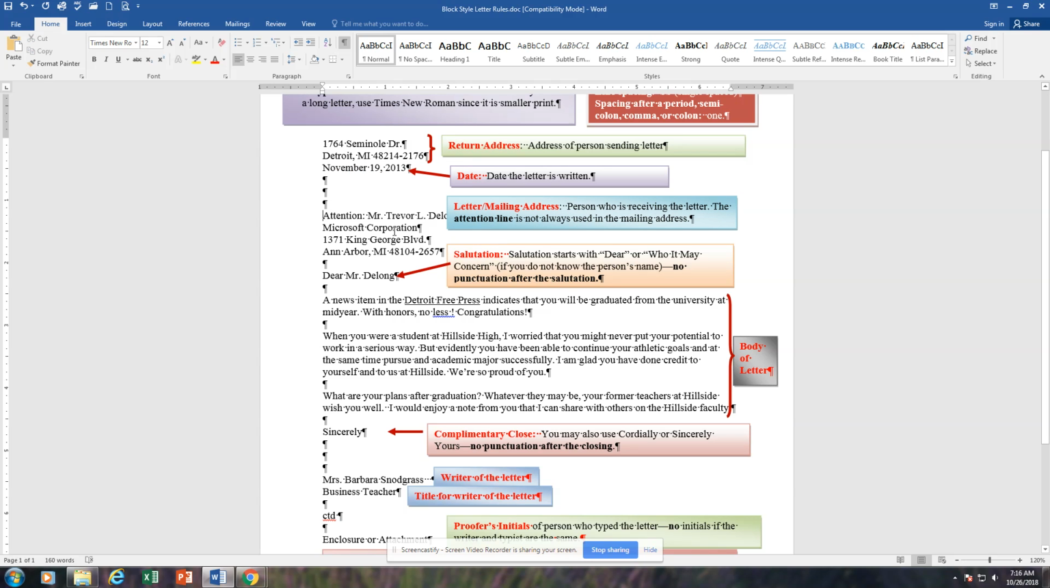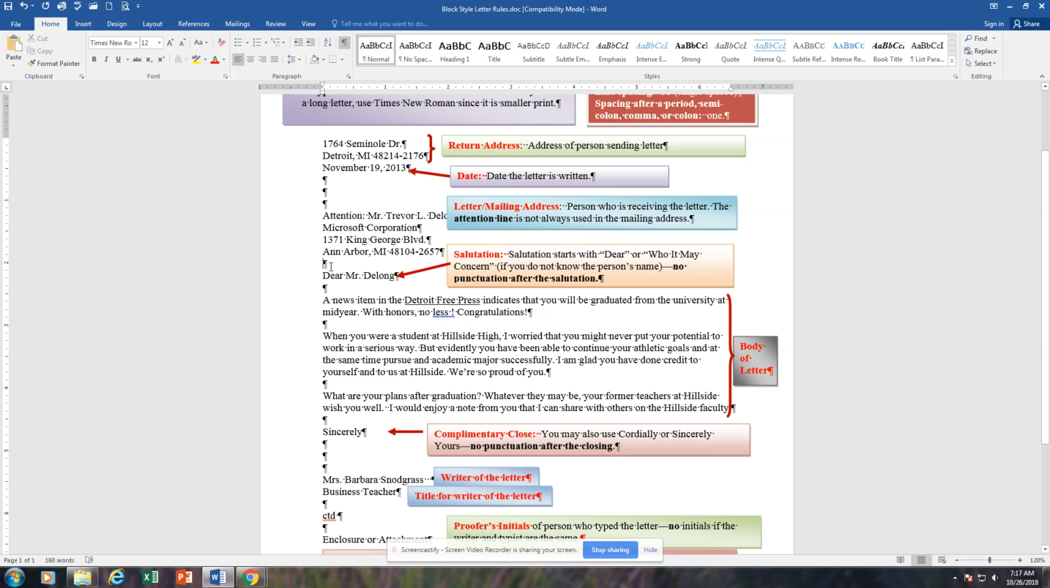On the 4th line, if you are calling this the mailing address or the letter address, this would be who is receiving the letter. So this letter is going to Mr. Trevor DeLong at Microsoft Corporation. If you are sending it to someone specific and you want their attention, you'll type in attention on the first line, followed by the person's name. Then it precedes the letter address or mailing address, and follows with the name of the company, the street name and address, then the city, state, and then the zip code.